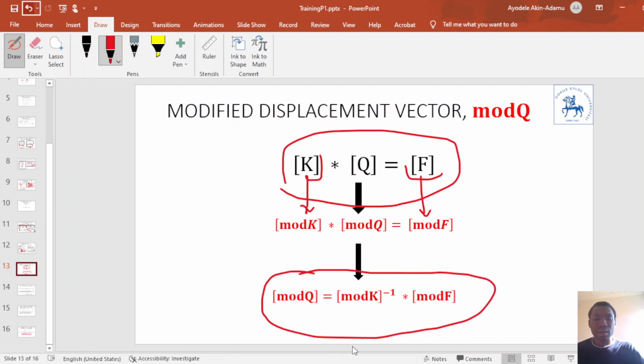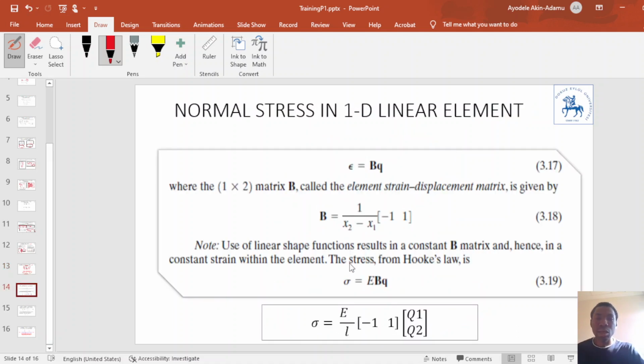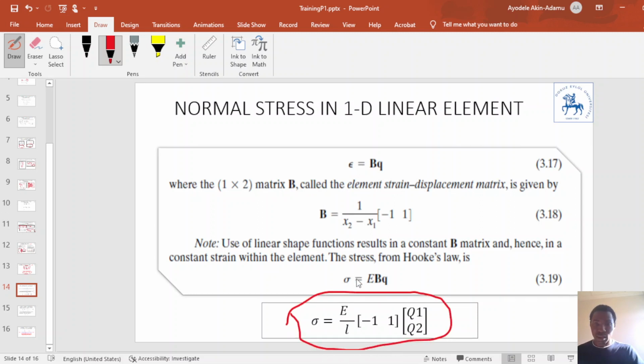After we've calculated the displacement vector, we can use the displacement vector also to calculate the normal stress in each of the one-dimensional linear elements. Here, the formula for the normal stress is given. The most important equation here is this stress matrix equation given by this. I'm going to do a small sketch here.